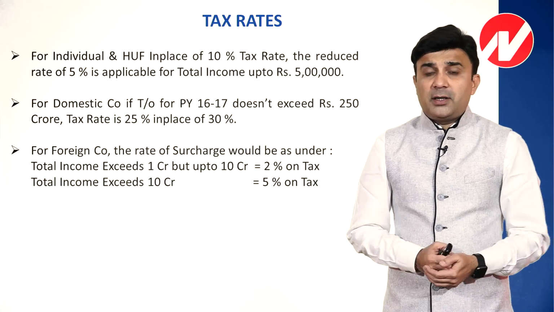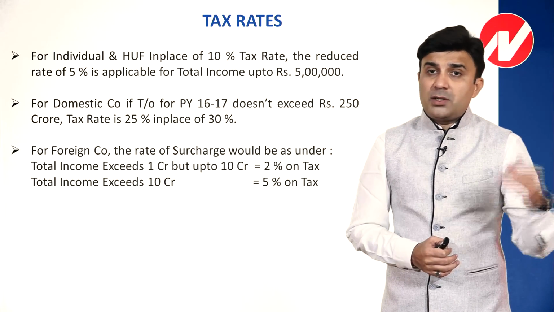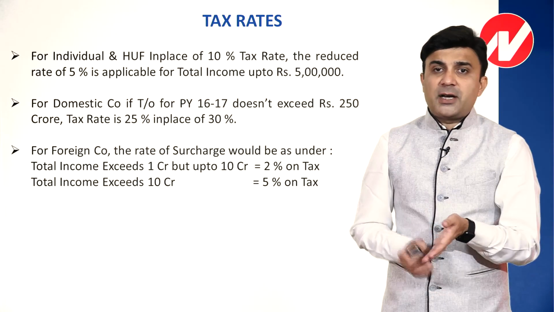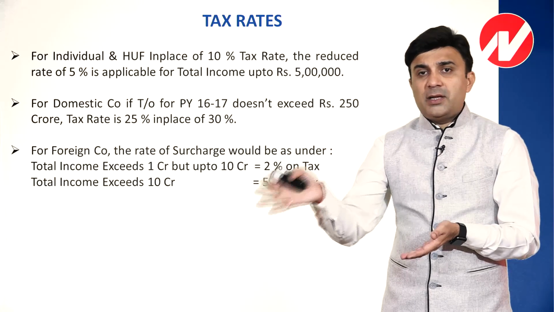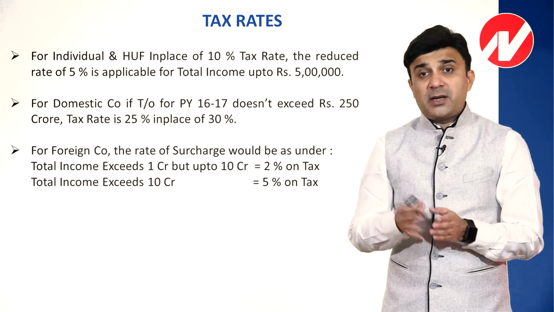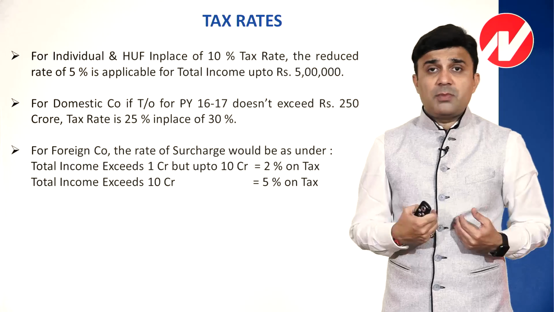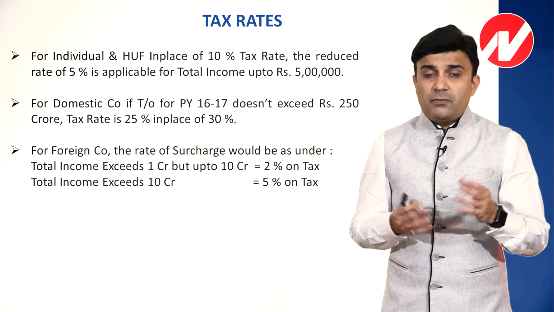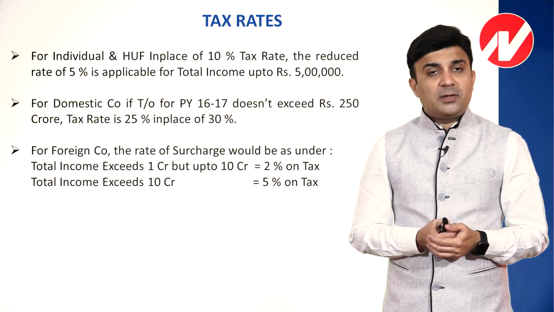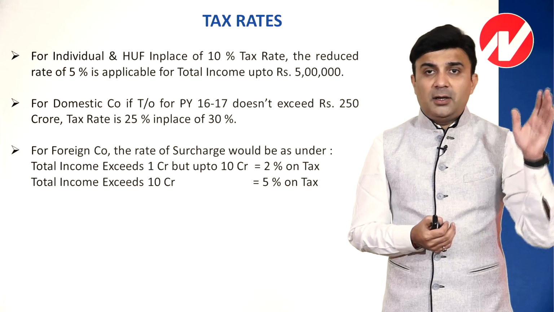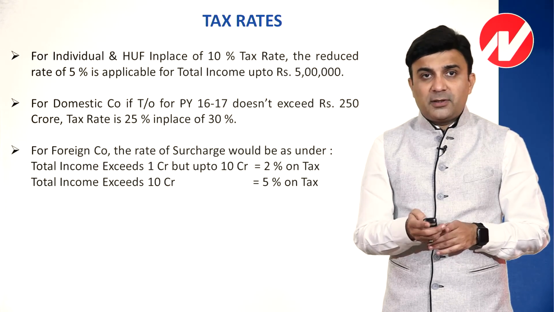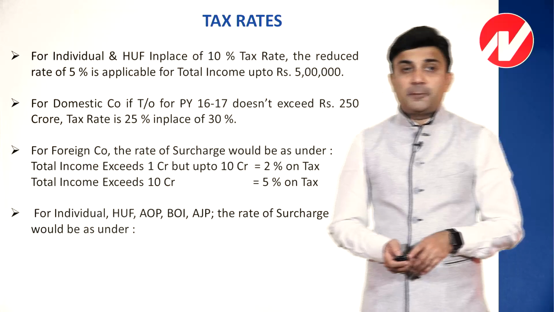All of you are aware that the rate of surcharge on the domestic company is 7% and 12%. All of you are aware that the rate of surcharge on individual, HUF, AJP, AOP, BOI is 10%, 15%. Then the question may arise: why is there a lower surcharge on the foreign company? Friends, the reason is that a foreign company is taxable at a flat rate of 40% subject to DTAA, and that's the reason the surcharge rate is being kept lower.